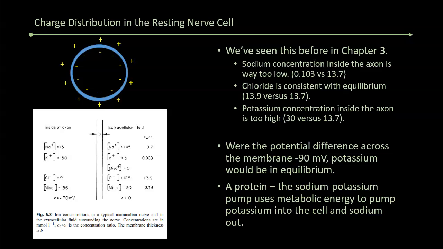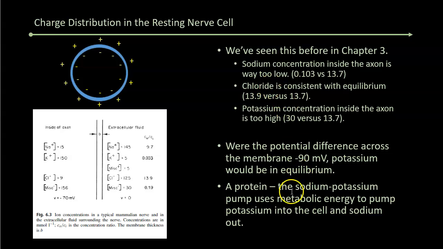But when you look at the details, the sodium concentration inside the axon is way too low, at 0.103 instead of 13.7. And the chloride is consistent with equilibrium, right? 13.9 versus 13.7. Potassium, however, is too high. Potassium inside the axon is around 30 versus 13.7. And if you look at what potential would put potassium in equilibrium, it's minus 90 millivolts. And so when you look at this, there's something moving sodium and potassium out of equilibrium.